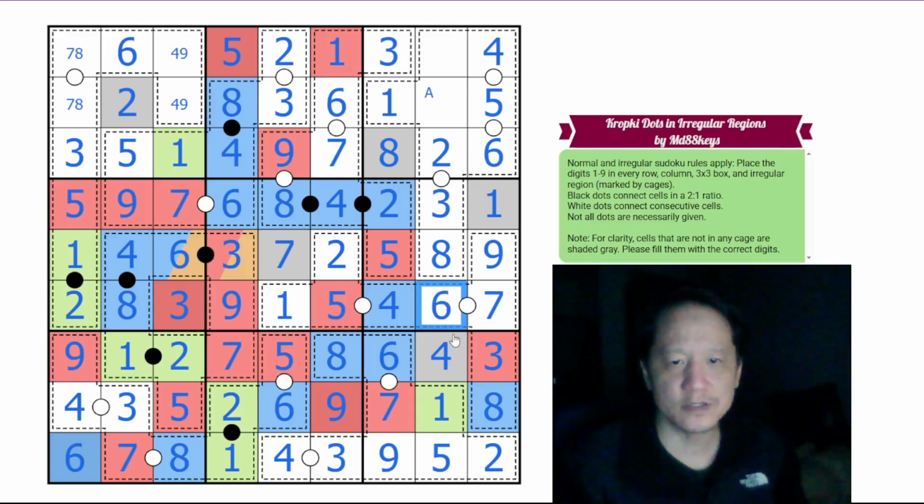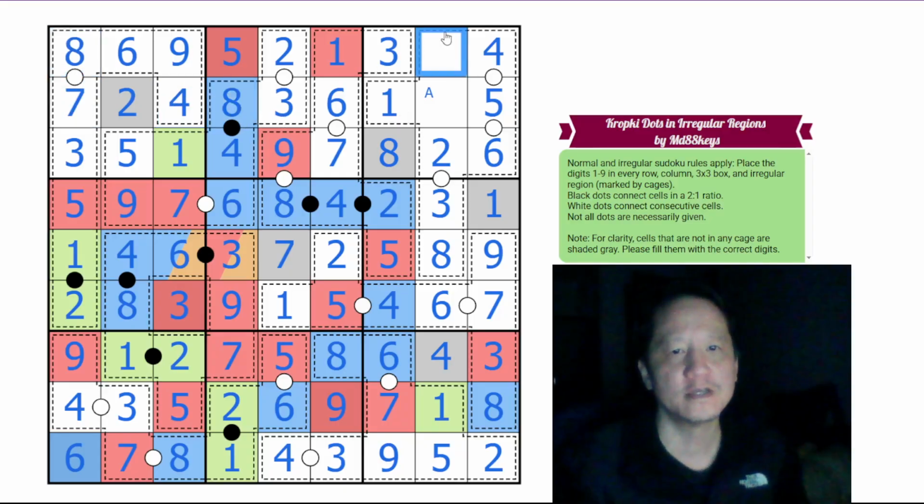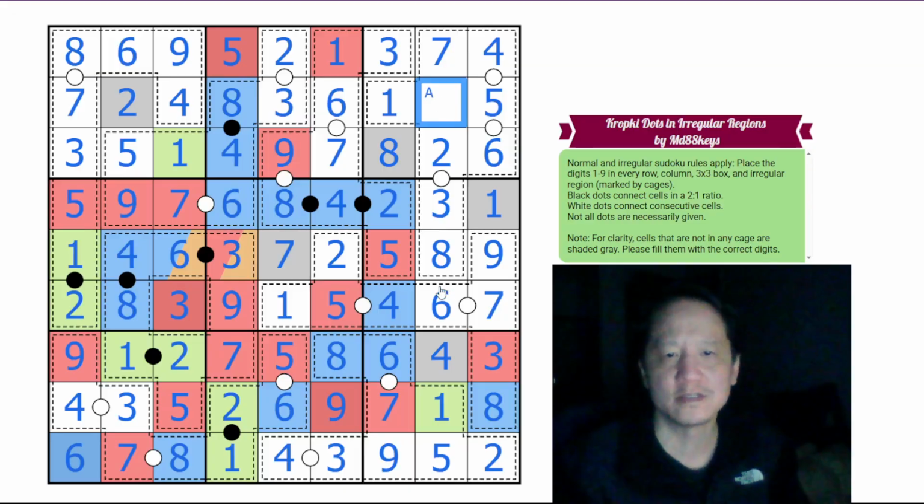6 eliminates 6 here, so it's 7 and 6. 4 eliminates 4 here, so it's 9 and 4. 8 eliminates 8 here, so it's 7 and 8, which leaves this as 7 and this as a 9.